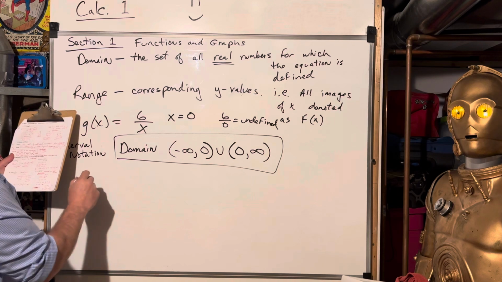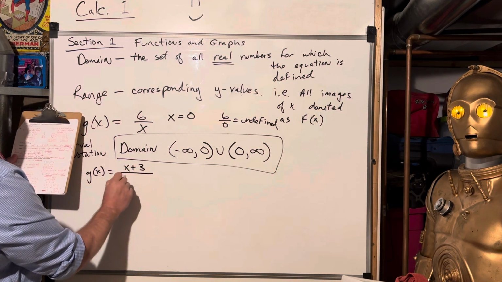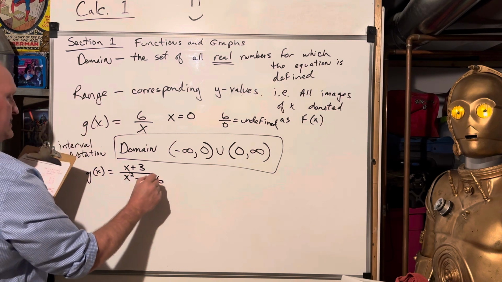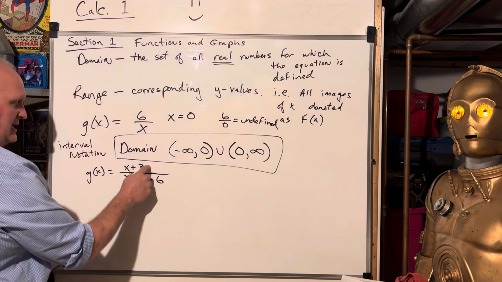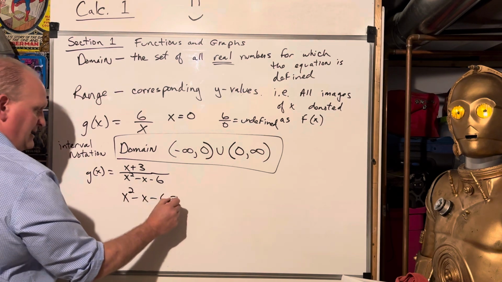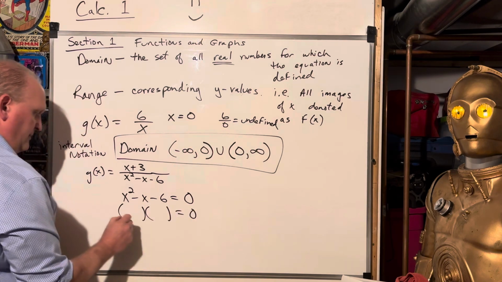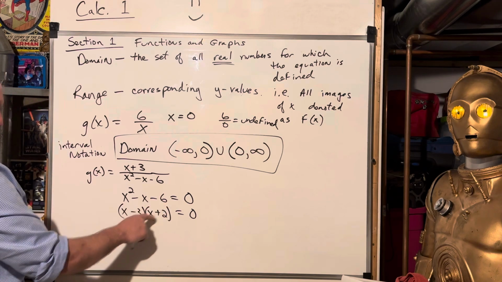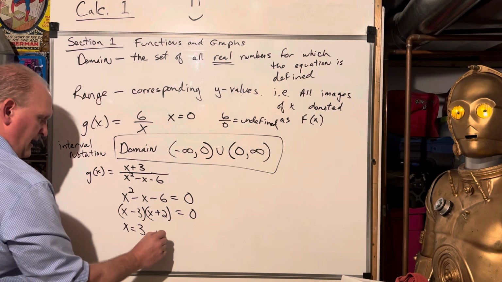All right, let's see. G of x is equal to x plus 3 over x squared minus x minus 6. Now, when we're worried about the domain, which is what we're worried about, we don't really care about the numerator. We're just focused on the denominator. This cannot be 0. This might look very familiar because we just factored that one a minute ago. X minus 3, x plus 2, right? Multiplies to be negative 6, adds up to be negative 1. So we're looking at 3 and we're looking at negative 2.